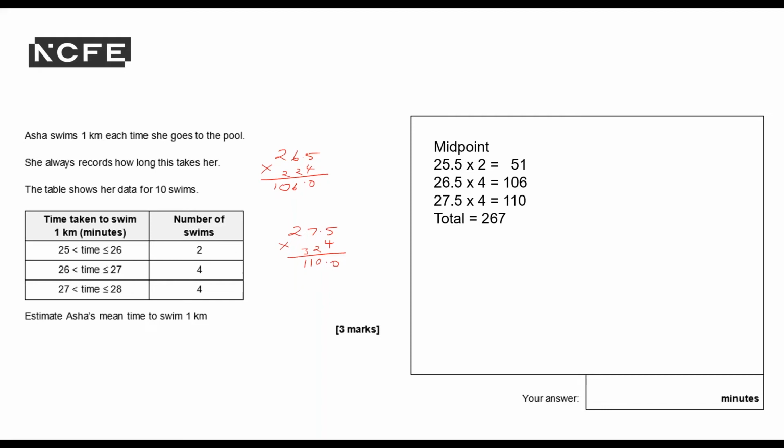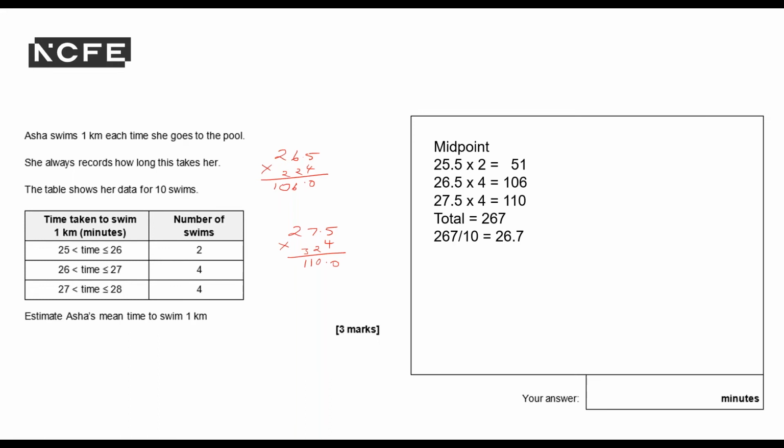Now I need to divide that by the total number of swims. The total number of swims is 4 add 4 is 8, plus 2 is 10. So 267 divided by 10 swims. I'm very pleased it's a nice, straightforward number to divide by because I don't have a calculator. So it's 26.7.